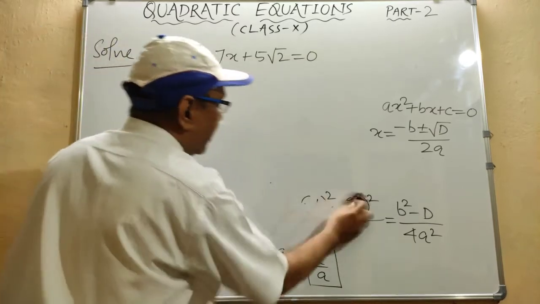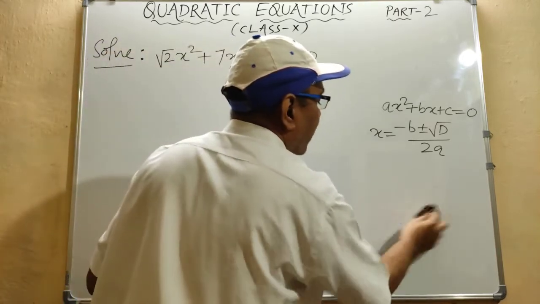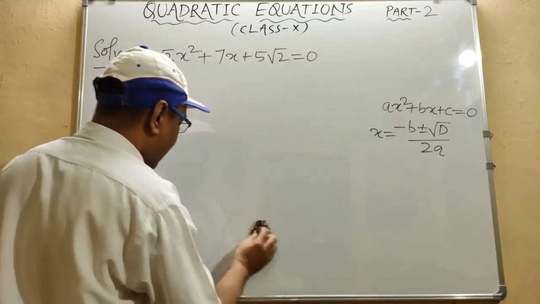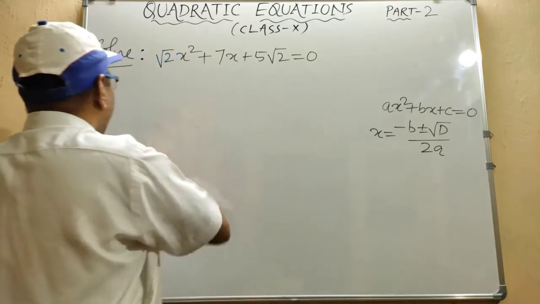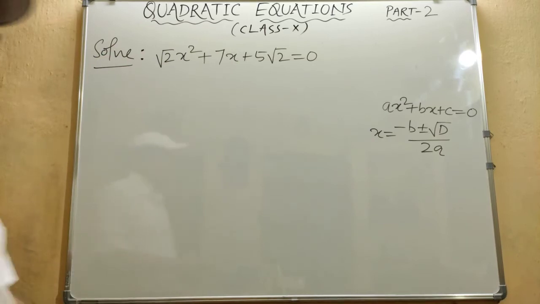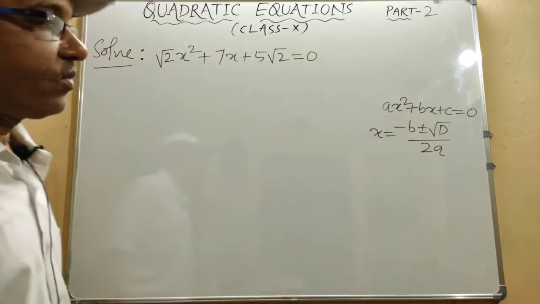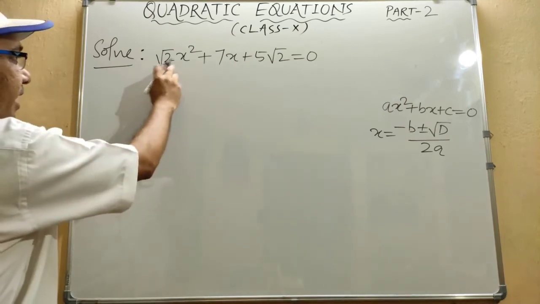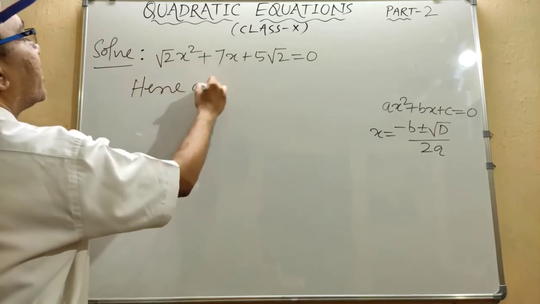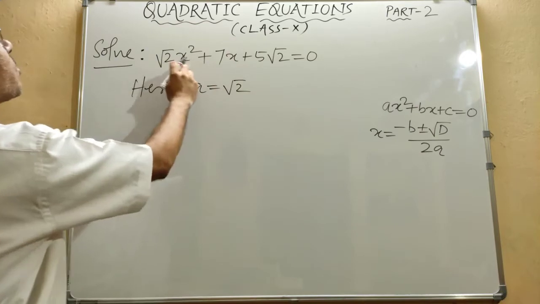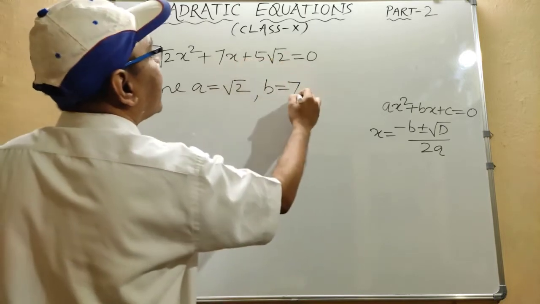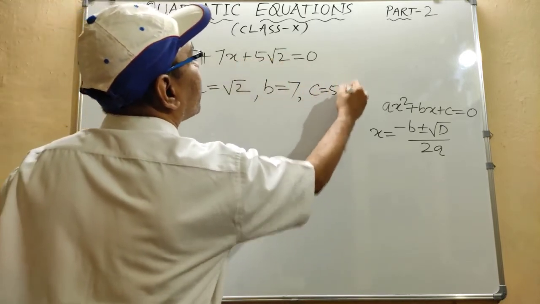As in the polynomial chapter we read, for solving a quadratic equation there are two methods. One is factorization method and one is by using this formula. But factorization is not always possible. It may become critical. So we prefer this formula for solving a quadratic equation. It is of the type ax square plus bx plus c. Here in place of a it is root 2, in place of b it is 7, and in place of c it is 5 root 2.